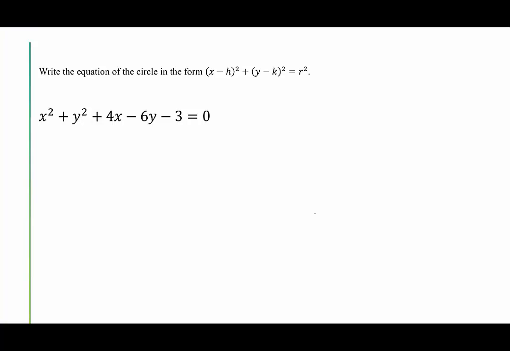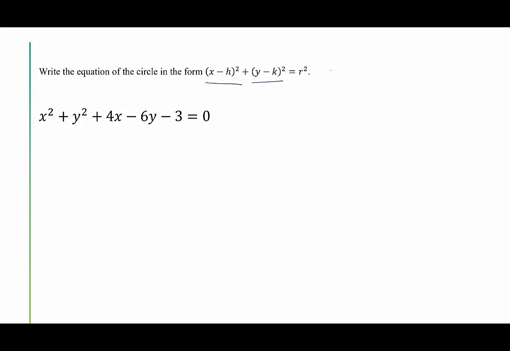Let's get started. So first, what is standard form for a circle? That would be (x - h)² + (y - k)² = r², where (h, k) is the center of the circle and r is the radius. Okay, here's the equation we're given.